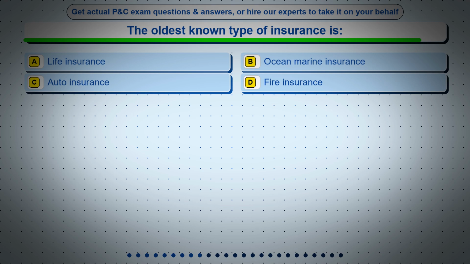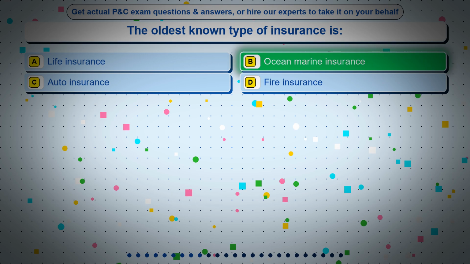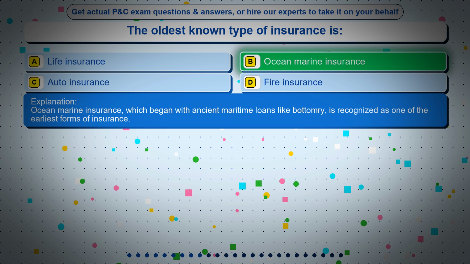Question 9. The oldest known type of insurance is option A. Life insurance, option B. Ocean marine insurance, option C. Auto insurance, option D. Fire insurance. The correct answer is option B. Ocean marine insurance. Ocean marine insurance, which began with ancient maritime loans like bottomry, is recognized as one of the earliest forms of insurance.